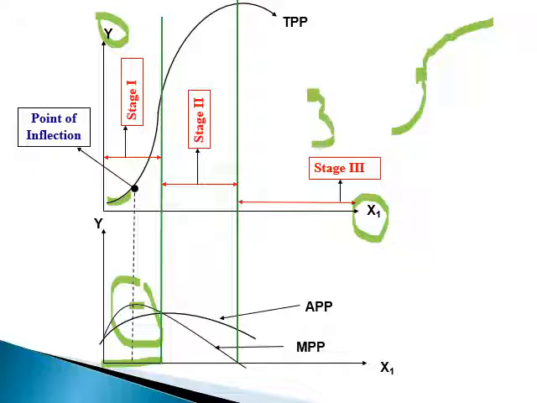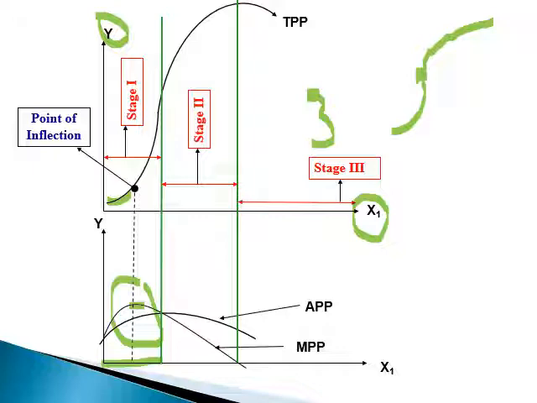Stage 3, which is right here. In stage 3, remember, you reach this point. Here they tell you that there is no rational producer operating in stage 3. It means that, for example, the farmer keeps on adding the fertilizer to kill the plant. It is impossible. Okay, so nobody operates here. So that's why we say that stage 1 and stage 3 are 2 irrational stages of production. And the only stage where there is economics in it is stage 2.